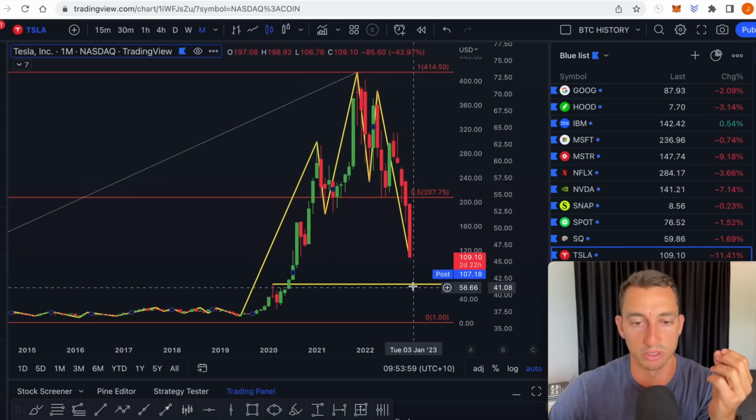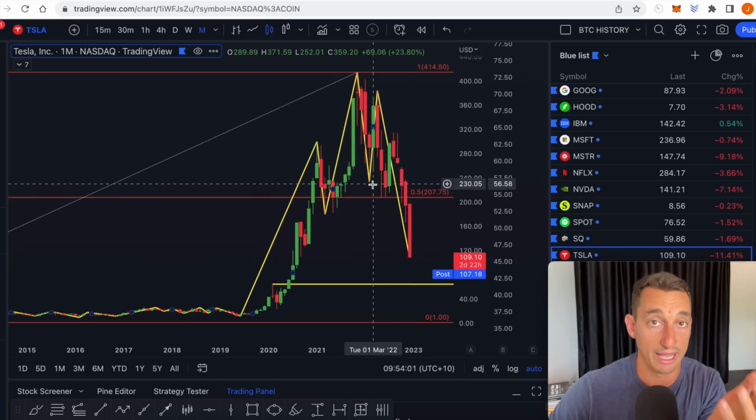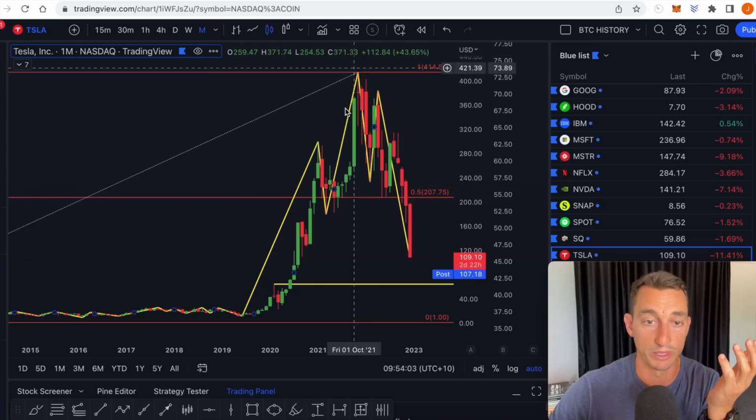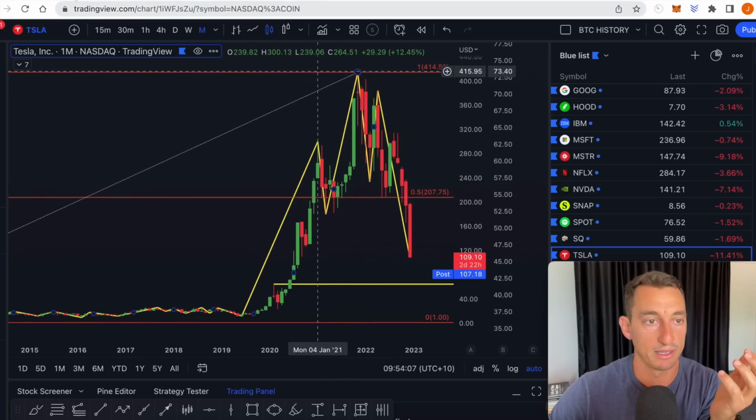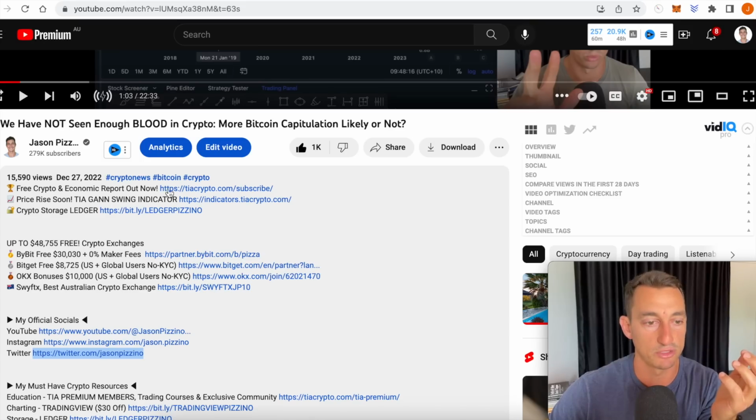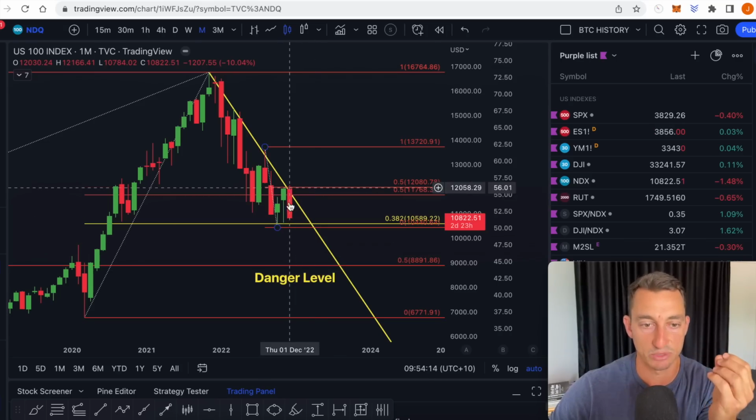This has probably got a lot further to go, and we could have got out much earlier like we do with this swing indicator here. Also, there is a link to the swing indicator in the top of the video description right up here, like I've talked about on the channel. But going back to the NASDAQ, this is looking weaker here.